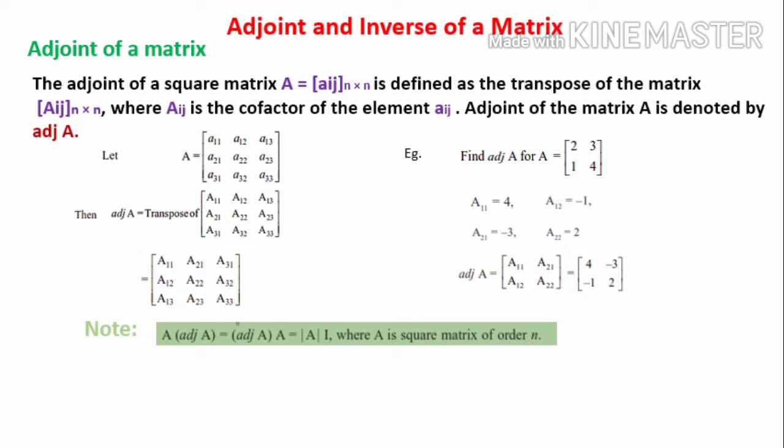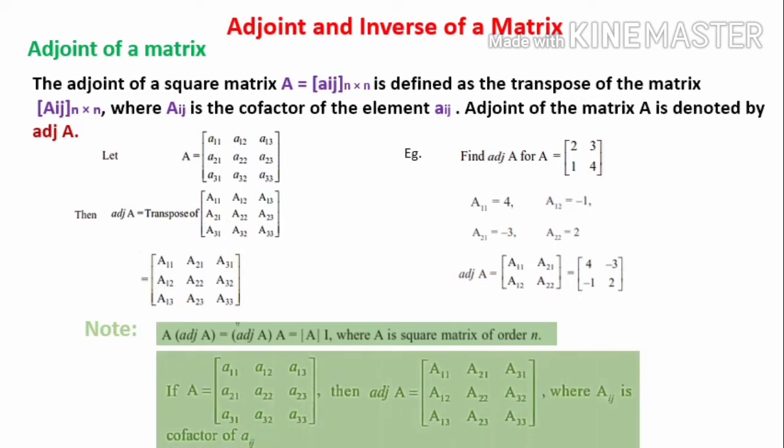Means if you multiply A and adj A, also if you multiply adj A and A, that value will be equal to determinant A into identity matrix. Next, if A is equal to matrix A11, A12, A13, A21, A22, A23, A31, A32, A33, then adj A is equal to, this is the general formula we can use, capital A11, A12, A13, A21, A22, A23, A31, A32, A33.